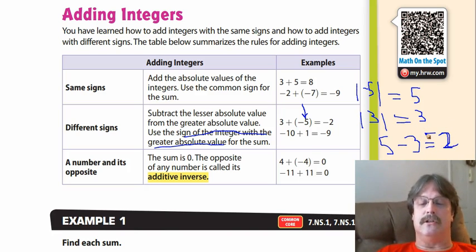Okay, and you do the same thing here. We're going to take 10 minus 1 equals 9, and we use the sign of the larger number. So it's a negative, so it becomes negative 9. And then this one here is called the additive inverse. Whenever you have 2 numbers that are opposites of each other, which we talked about before, then that's always going to equal 0. So 4 plus a negative 4 is 0. Negative 11 plus 11 is equal to 0.